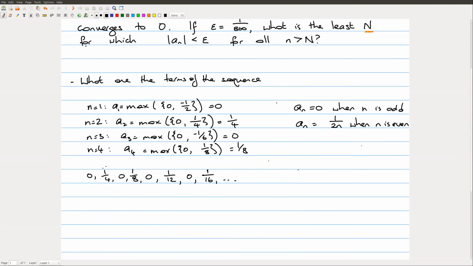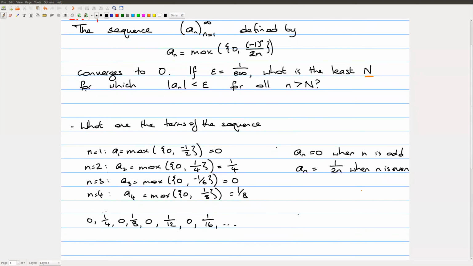Okay, so we can certainly see what the pattern of terms in the sequence is. Now we must go back and see, what are we supposed to answer? What we are supposed to ask ourselves is, basically, what capital N do we have to choose in order to ensure that whenever we go beyond term A_N, and look at all further terms after that, they all have the property that their absolute value is less than 1 over 800.